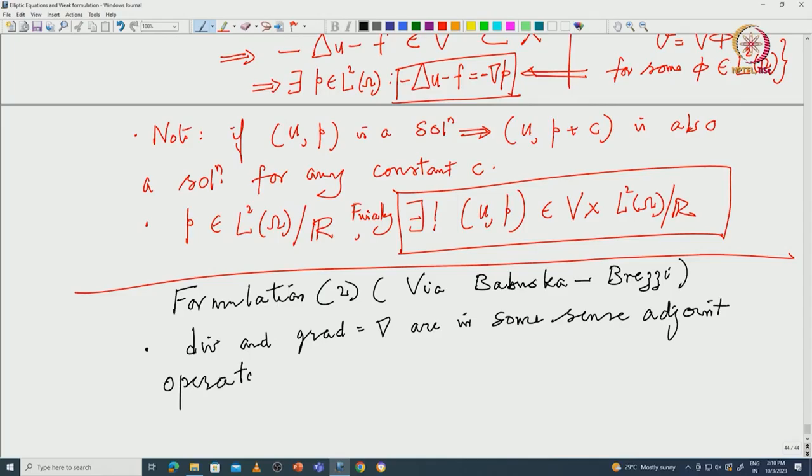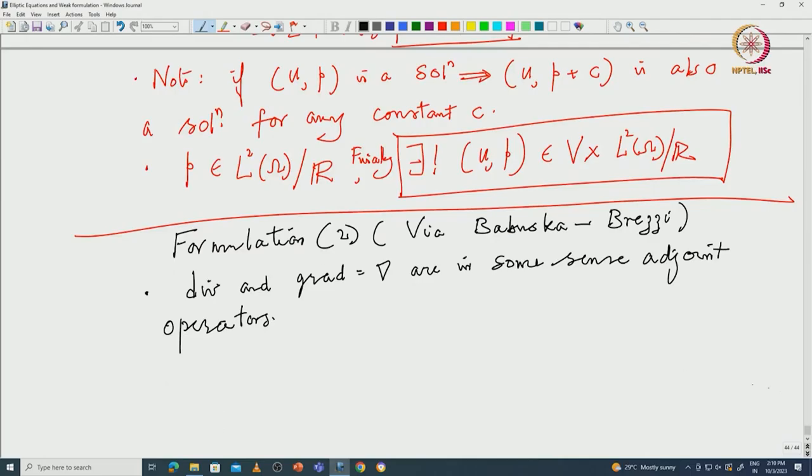Okay. This I am going to see a little more. So we will go to the next page and then we discuss that. Look at this operator div. I want to tell you a few facts about it, most of them.